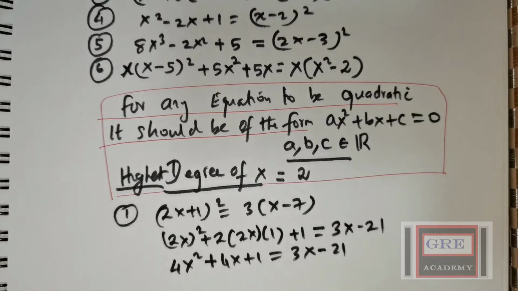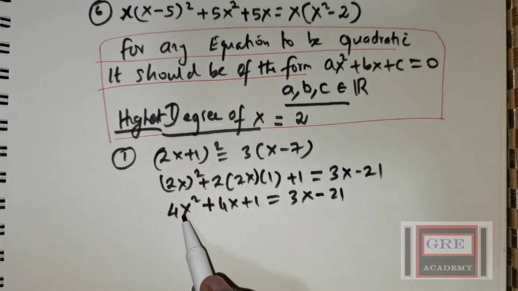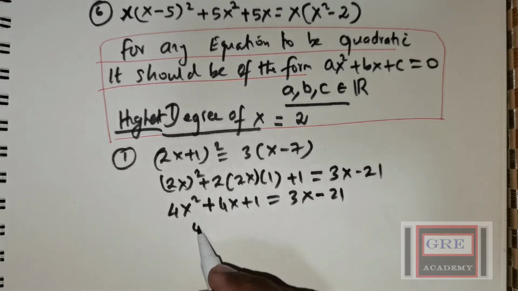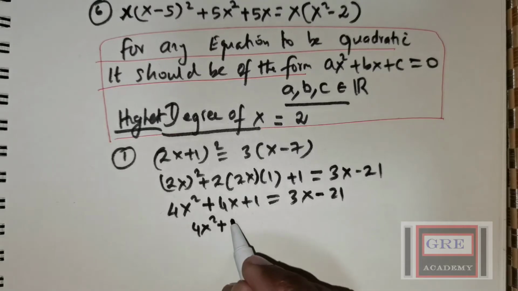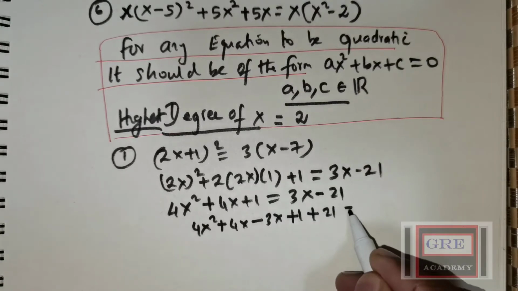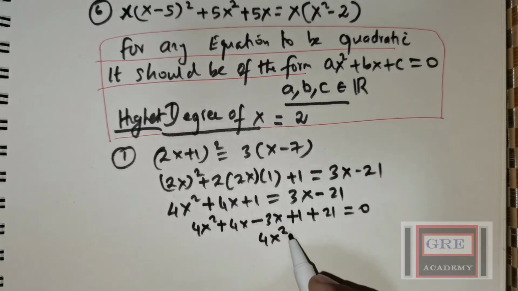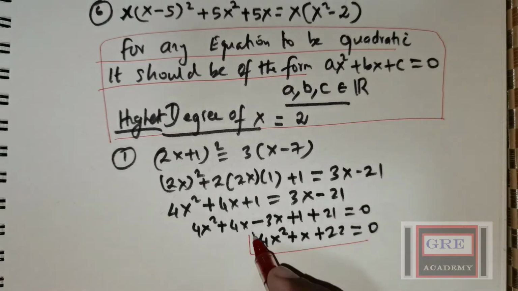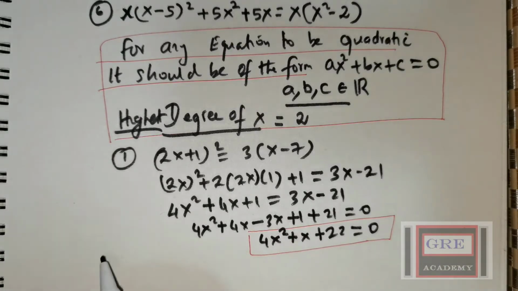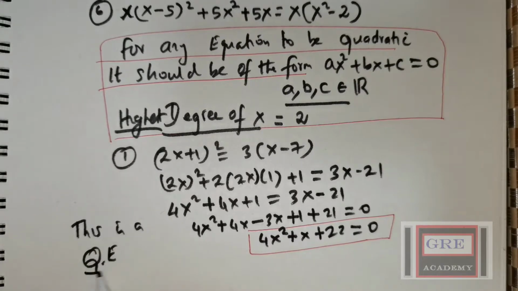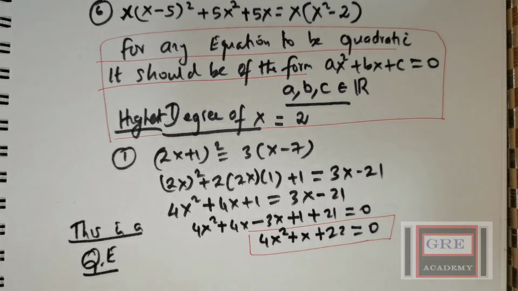Clearly you can conclude from here that this is a quadratic equation, but just for the sake of completion I will complete this. This is 4x squared + 4x - 3x + 1 + 21 equal to 0, which is rewritten as 4x squared + x + 22 is equal to 0. So this is a quadratic equation, right? You can state that this is a quadratic equation. QE stands for quadratic equation.